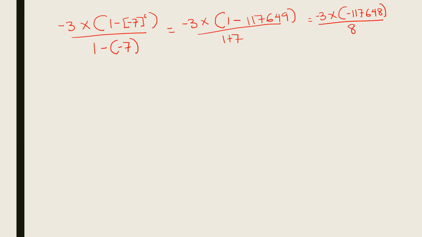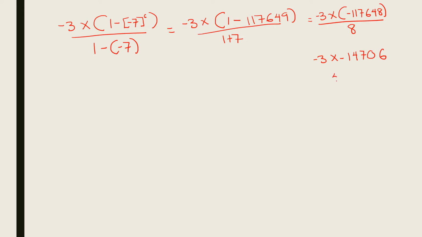Now let's check if this number is divisible by 8. So what's 117648 divided by 8? So that should give me, I have minus 3 times minus 14706. Okay, so minus times minus will give me plus, so that's positive.